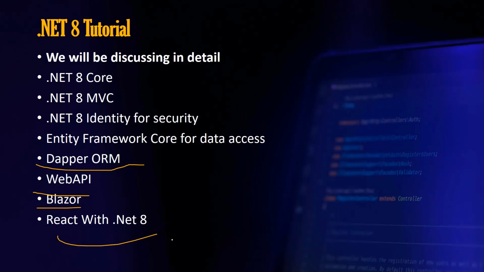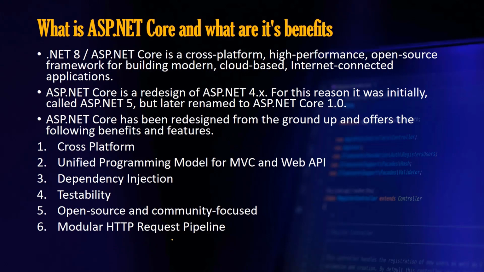Now we can start with the first topic: what is ASP.NET Core, what is .NET 8, and what are the benefits. So now we can start with .NET 8. ASP.NET Core is a cross-platform, high-performance, open-source framework for building modern, cloud-based, internet-connected applications.